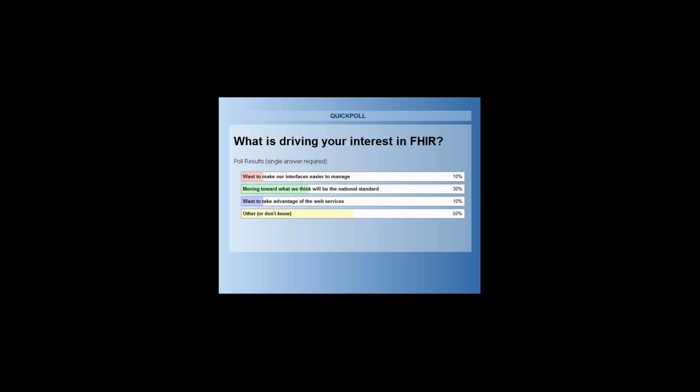All right, so we've closed the poll. So it looks like the results I'm seeing, 50% of the folks are in the other, I wouldn't say it's don't know, but the other category of what's driving your interest in FHIR. The next leading candidate there is you're moving toward what you think will be a national standard. That's what I would have assumed coming into this session today. That was most likely the case.